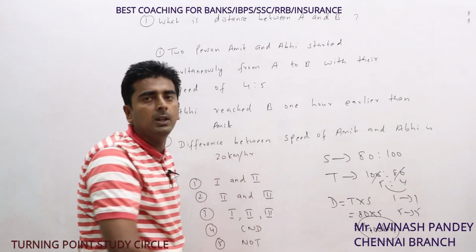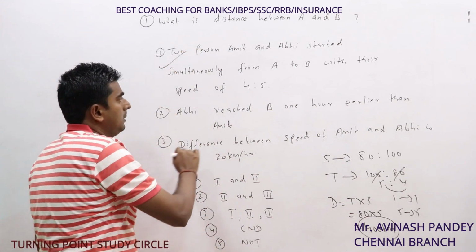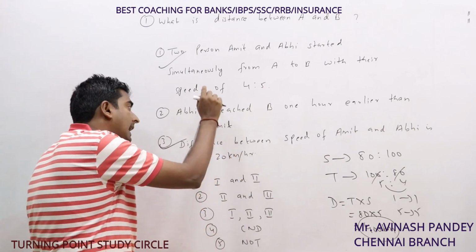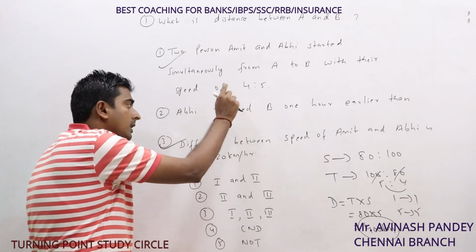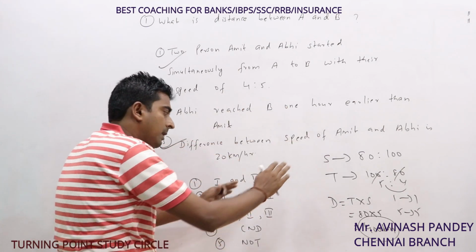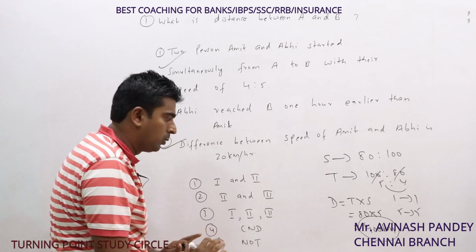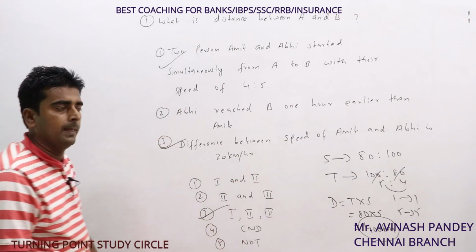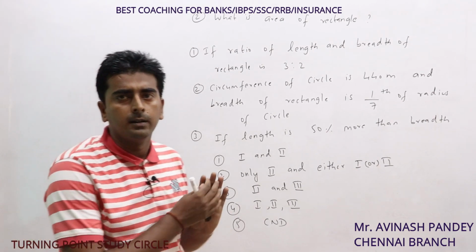So can you tell me what the option can be? I have used the first statement because the ratio is given, then I have used the third because the difference is given, then I need to use the second also because the time difference is given. When I use all 3 statements, I will get the distance. So all 3 are required, and my answer is 1, 2 and 3. I hope you are clear with the first problem.